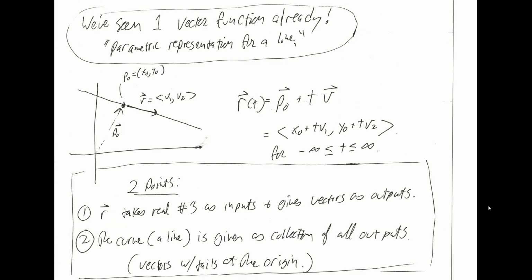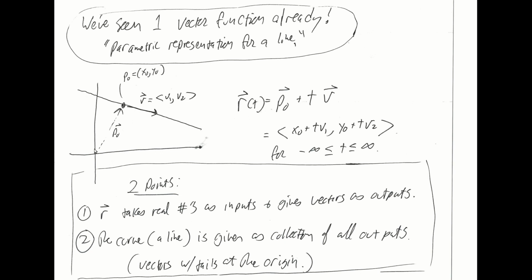So we've actually seen one vector-valued function already. Back when we were in chapter 12, we considered parametric equations for a line, or a parametric representation for a straight line in the plane. And when we did that, we had some point that we wanted to lie on the line. We had the vector version of that point. We had a vector that indicated the direction that the line should move in.